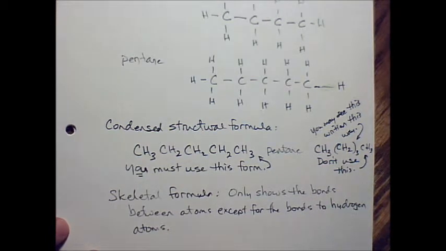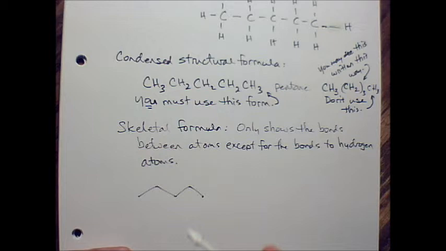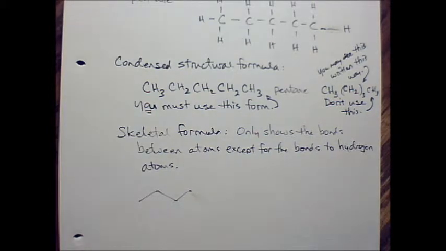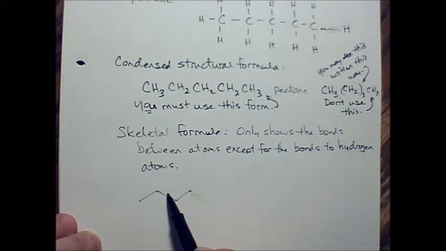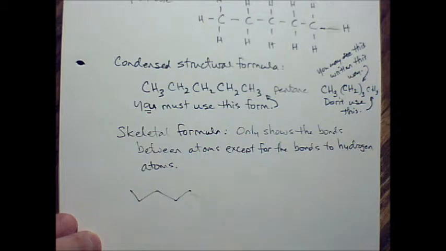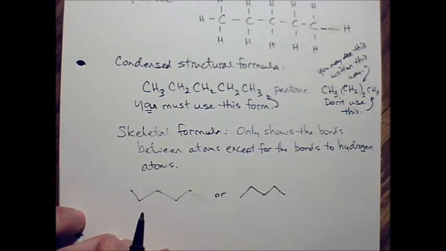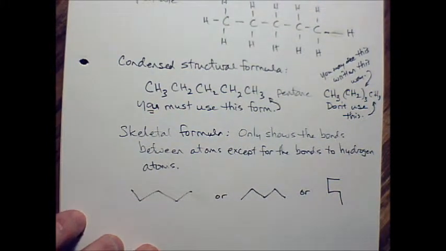1, 2, 3. Wait, that's not right. 4. I miscounted my lines here. So 1, 2, 3, 4 would be that. You can't make a box, that'd be something different. 1, 2, 3, 4.